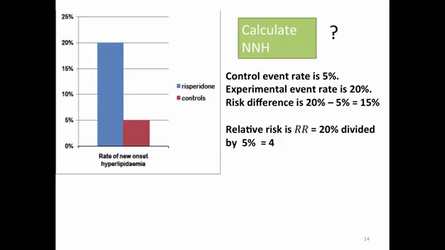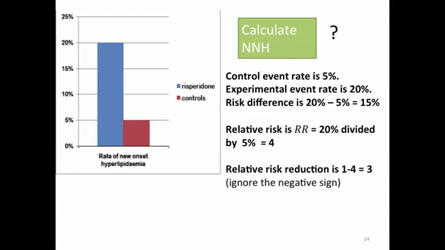You do not need the relative risk to calculate NNH, though I'm showing this for the benefit of your understanding. Relative risk reduction is given by 1 minus 4, which is 3. We can ignore the negative sign.